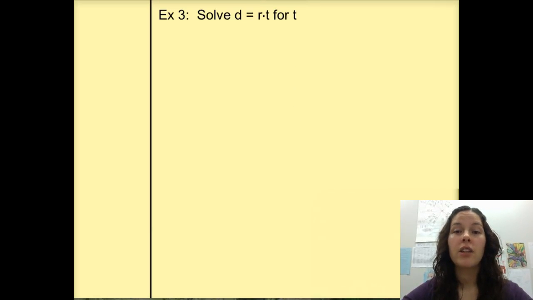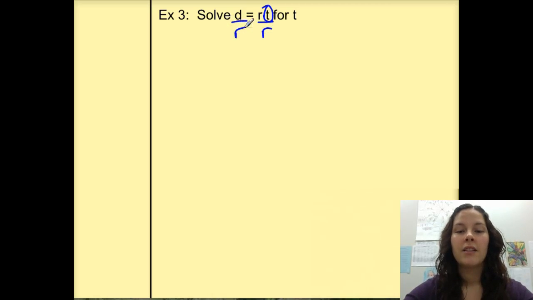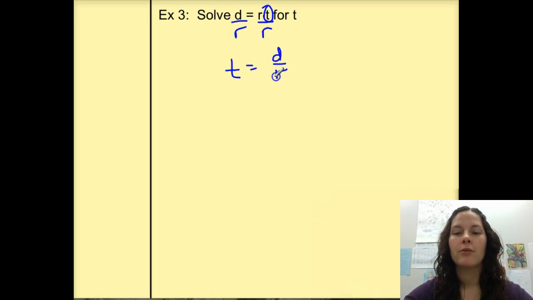Our next equation is one that you are familiar with, even if you might not recognize it. This equation is distance equals rate times time, and you use it quite a bit, especially when you're driving. So for example, if you are driving at 60 miles an hour and you've been driving for 3 hours, you would multiply those together and you've traveled 180 miles. This time we're solving for t. We want to isolate t, so we're going to divide both sides by r. So our time equals the distance divided by the rate.